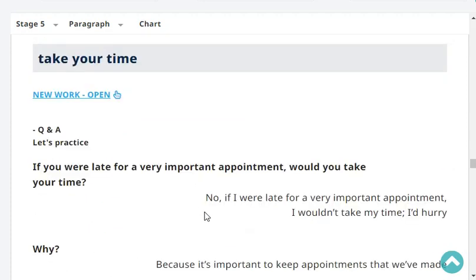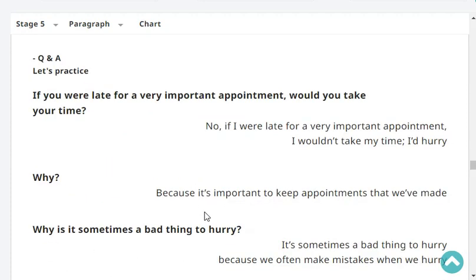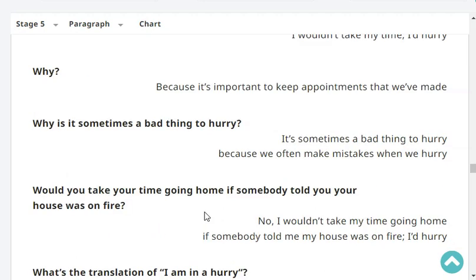Very good. If you were late for a very important appointment, would you take your time? No, if I were late for a very important appointment, I wouldn't take my time. I'd hurry. Why? Because it's important to keep appointments that we've made. Very good.